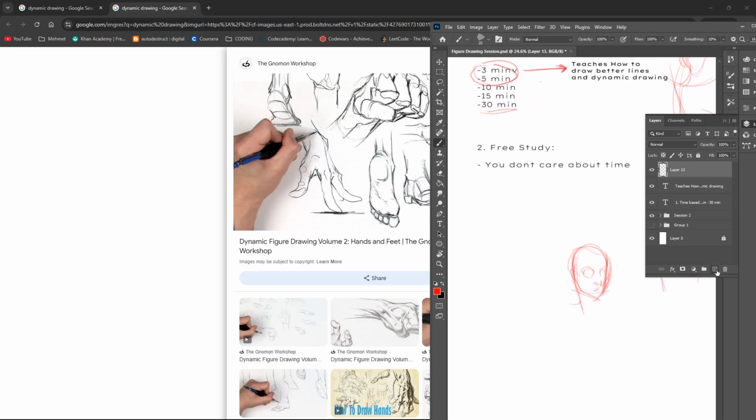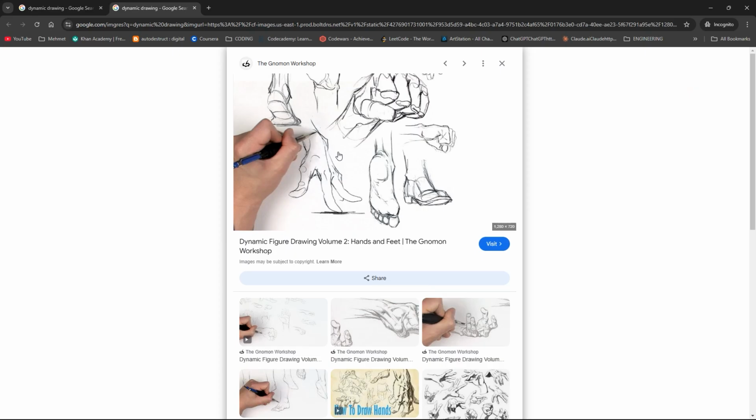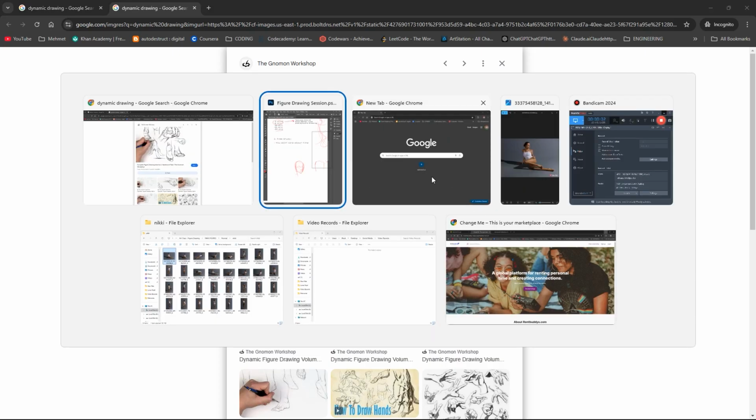Okay, so let's have some more explanation on the example. Let's say we are drawing this hand, right? We are drawing this hand.